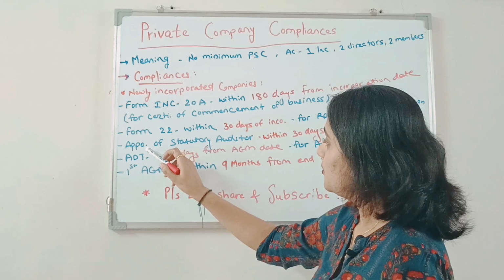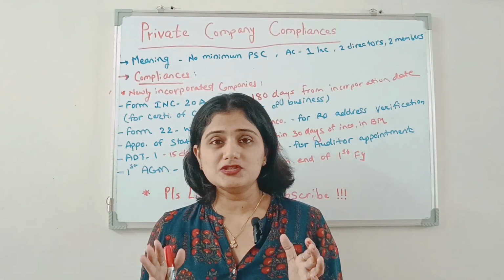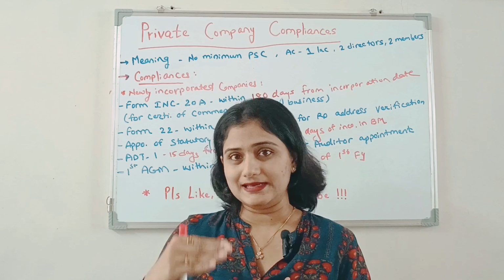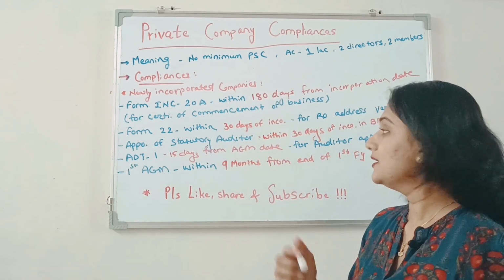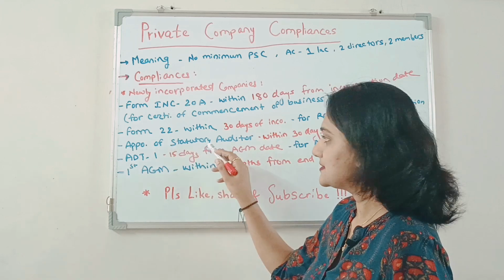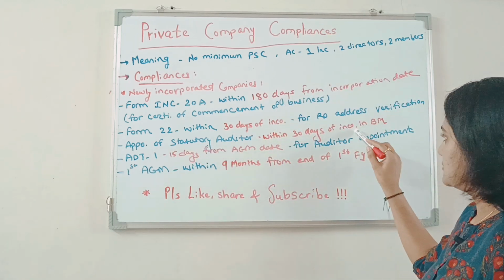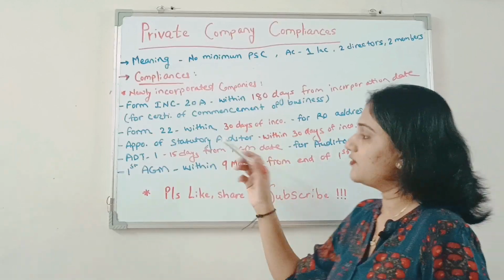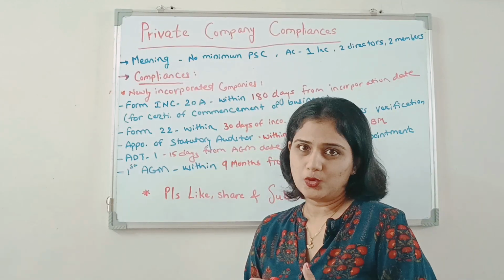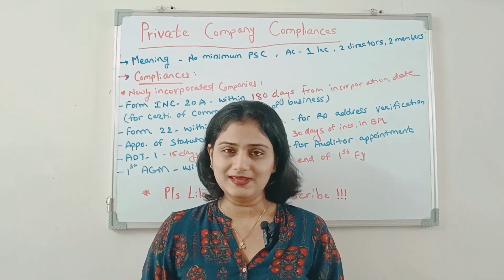Coming to next, appointment of statutory auditor. The newly incorporated company has to conduct its first board meeting within 30 days from the date of incorporation, and in that first board meeting it has to appoint the statutory auditor of the company. So the first statutory auditor is appointed in the board meeting and his appointment is valid until the first annual general meeting of the company.